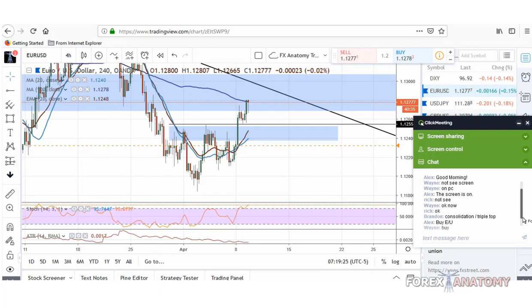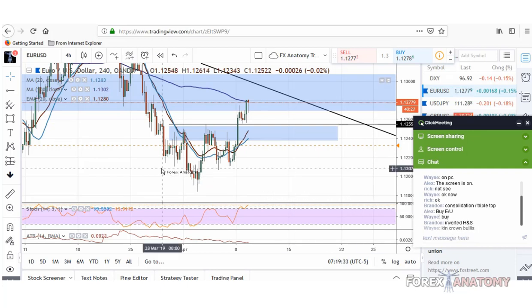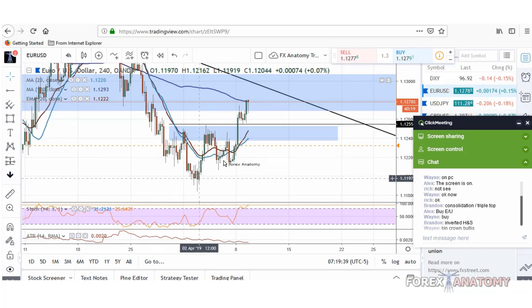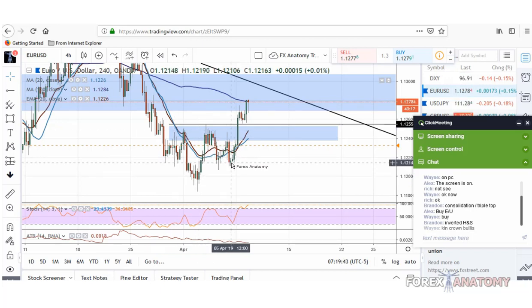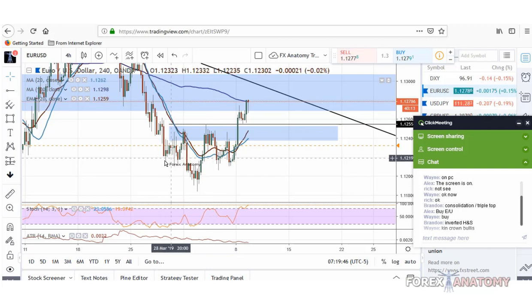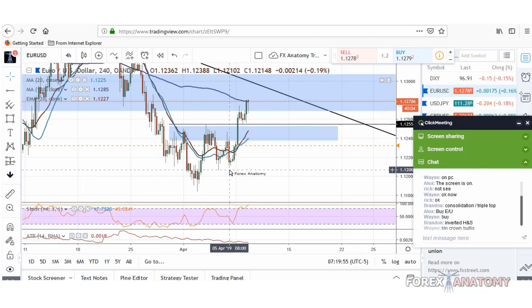Did anyone chime in? Okay, yeah, Brandon said inverted head and shoulders, king crown bulls. Yeah, I know some people would call it a king crown bulls, but it's more so like an inverted head and shoulders pattern. You mainly see the left shoulder right here, and then we see the head, and then we see the right shoulder. And remember, the right shoulder is always typically around the same area as the left shoulder right here. So then we do have this inverted head and shoulders pattern, which represents a bullish rotation in price.